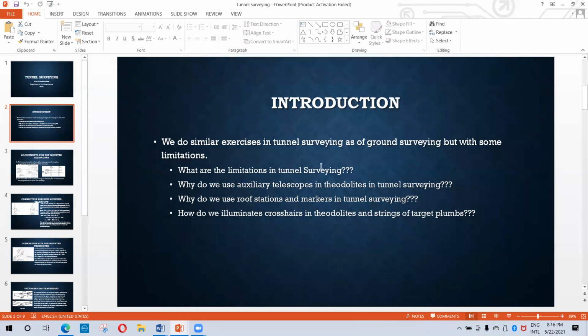What are the limitations in tunnel surveying? Why do we use auxiliary telescopes in theodolites in tunnel surveying? Why do we use roof stations and markers in tunnel surveying? Then the final question is, how do we illuminate crosshairs in theodolites and strings of target plumbs?